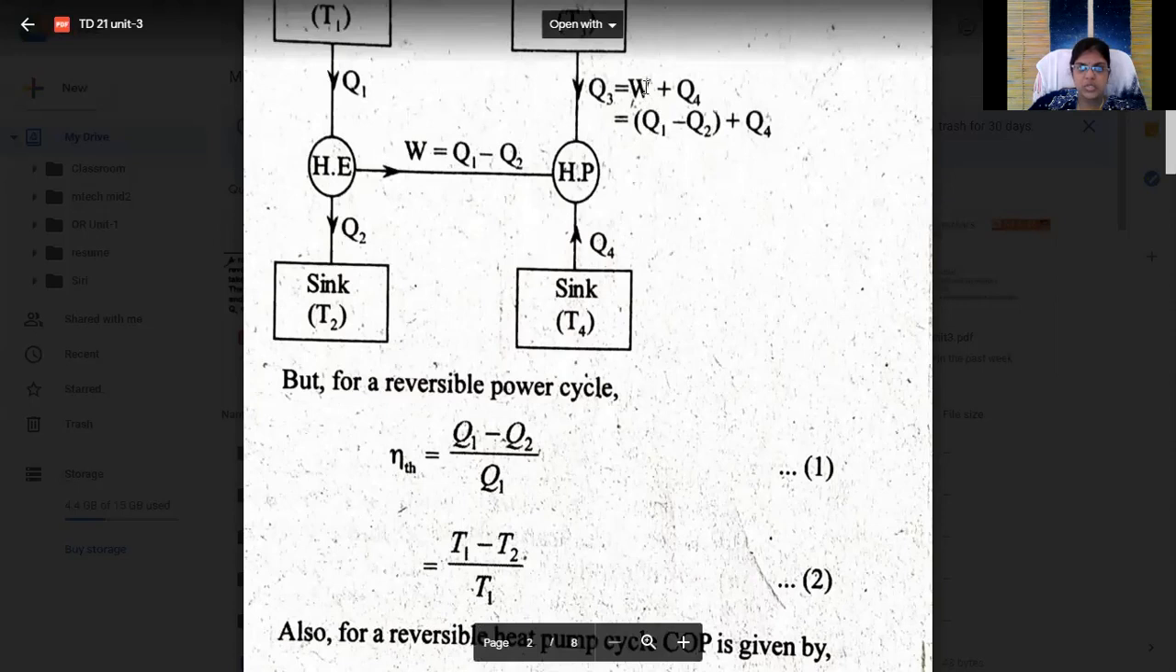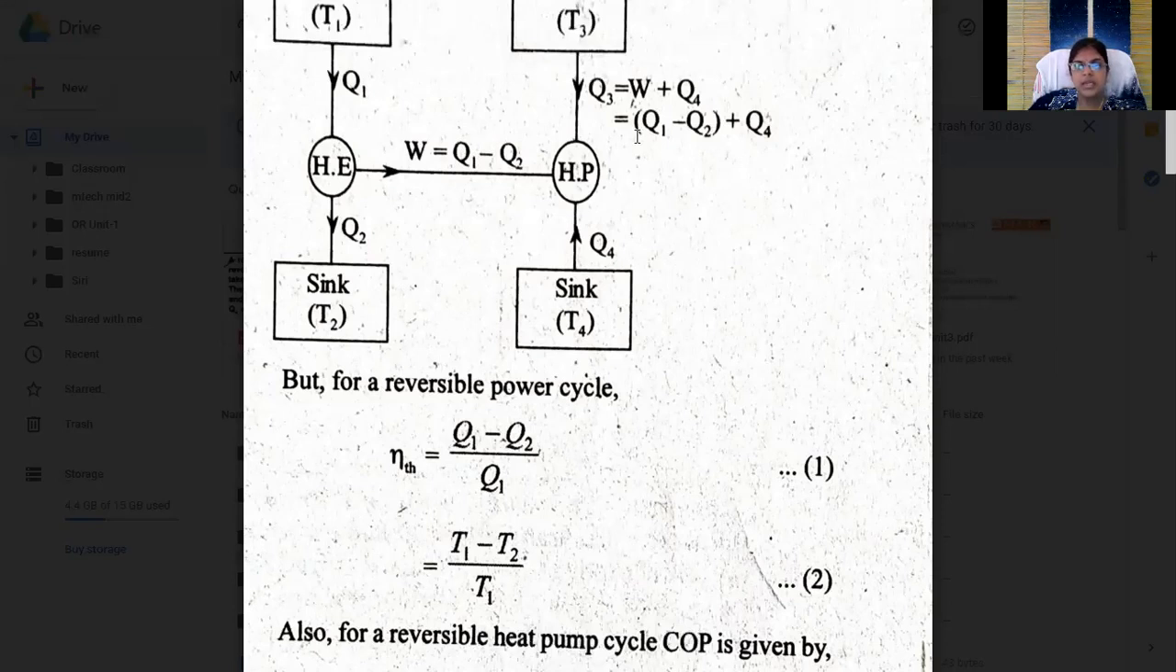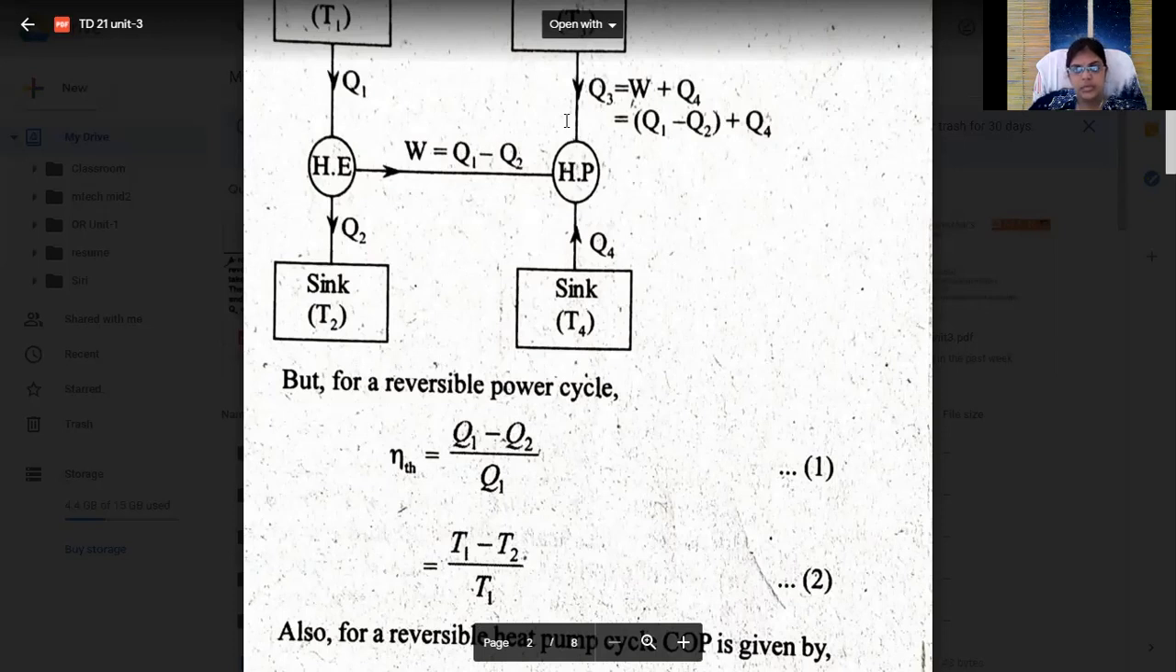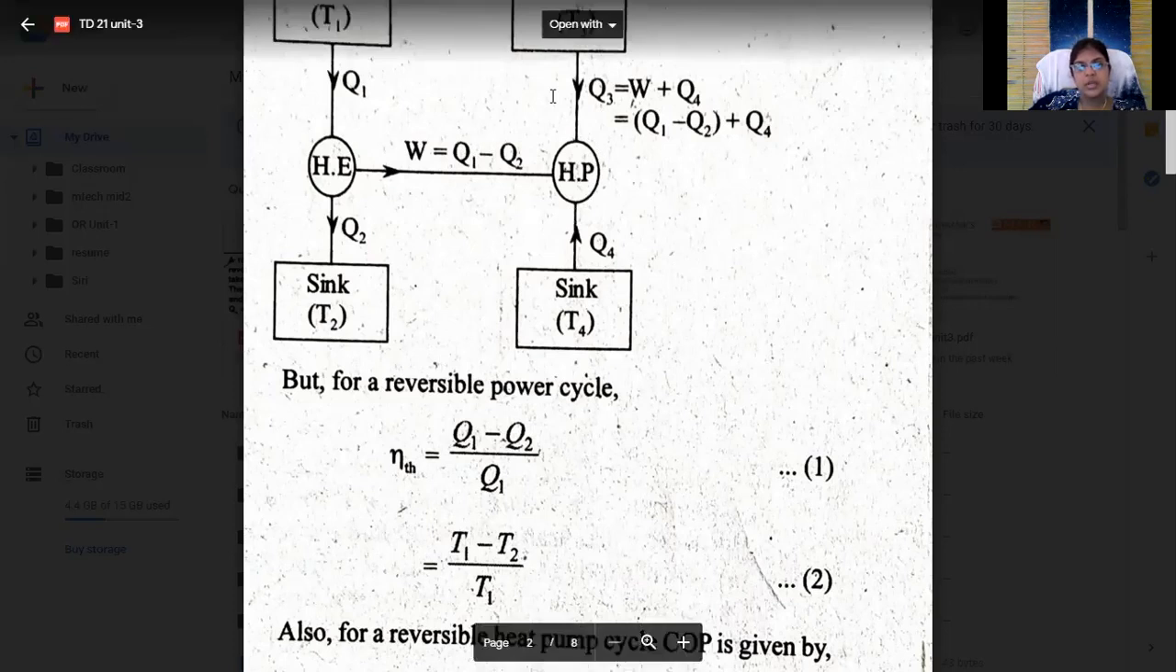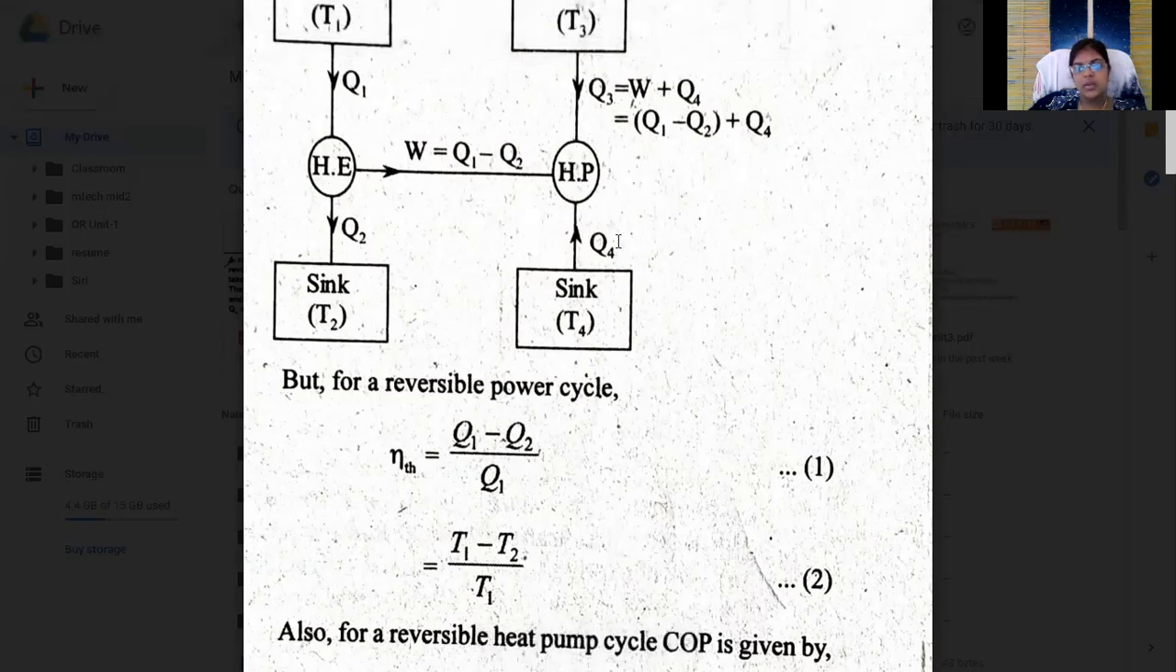Whenever the higher temperature is there, between T3 and T4, T3 is the higher temperature. So at that place we get the heat pump's desired effect. If you replace the heat pump with a refrigerator, because heat pump and refrigerator both use the same processes but the desired effects are different, here our heat pump desired effect is obtained at T3 as Q3. When the heat pump is replaced with a refrigerator, we get the desired effect in the sink.